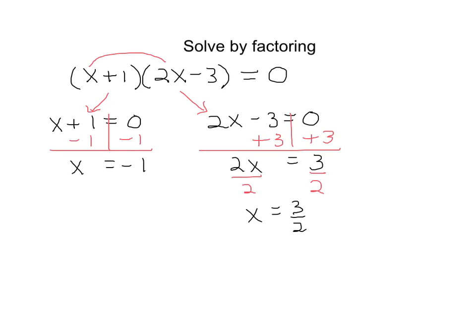And depending on what you're doing with those answers, you might want it as a mixed number, 1 and 1/2, or maybe even as a decimal, 1.5. So from this equation, we had two factors, and we saw it was quadratic. We have two solutions, -1 and 3/2.